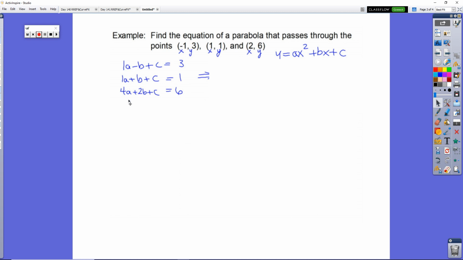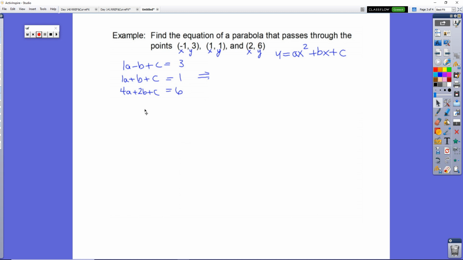So our first variable is a, all lined up in a nice neat column. Our second variable is b, all lined up in a nice neat column. And our third variable is c. And we've got our constants on the right-hand side of the equal sign. So I just flipped where the y's were from the left-hand side over to the right-hand side.